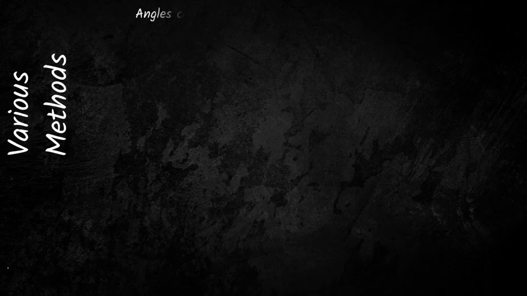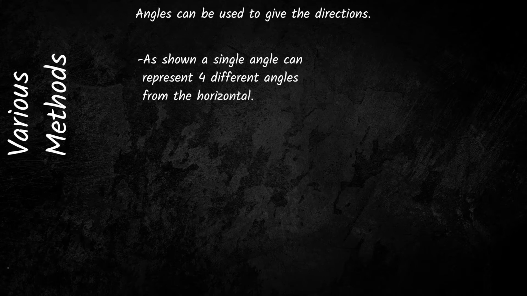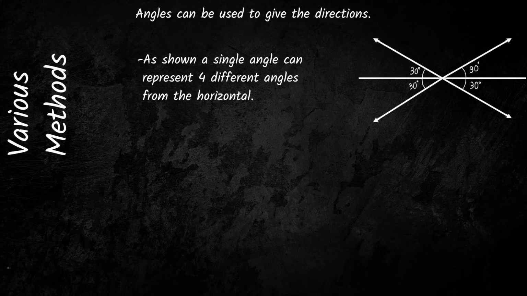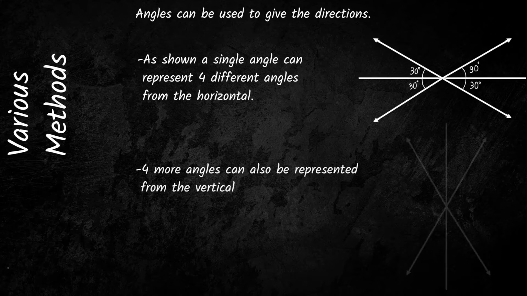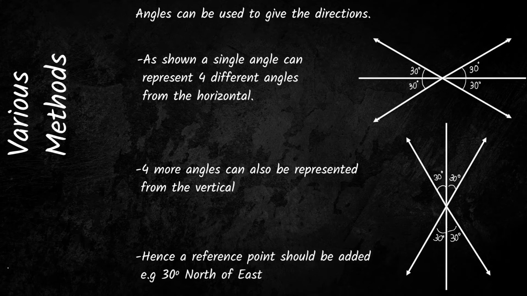Another quantity which can be used to give directions of a vector is angles. Now, angles come with their own set of problems. Each angle can represent 4 different directions from the horizontal, as shown in the diagram. Again, each angle can also show 4 different directions from the vertical, as shown in the diagram. So essentially a 130-degree angle, as shown in both the diagrams, can define 8 different directions. So just giving an angle may not be enough. Hence what we need is a reference point, for example north of east or something like that.